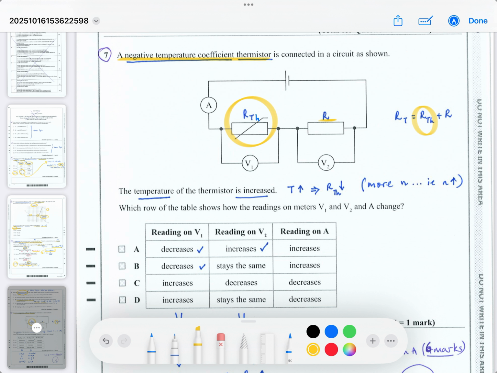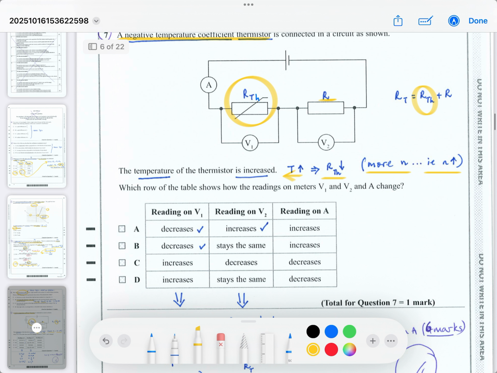The temperature of the thermistor is increased. Well, if the temperature of the thermistor is increased, you know that the resistance will decrease because it's a negative temperature coefficient. That means as the heat goes in, more conduction electrons will move into the conduction band from the valence band where they are normally bound to their atoms. So n, in effect, in the transport equation will increase.